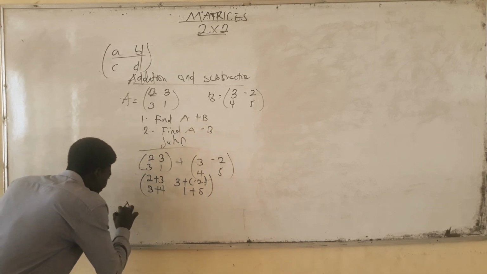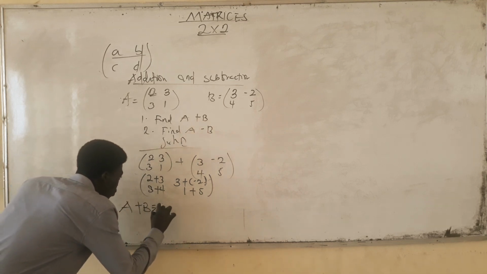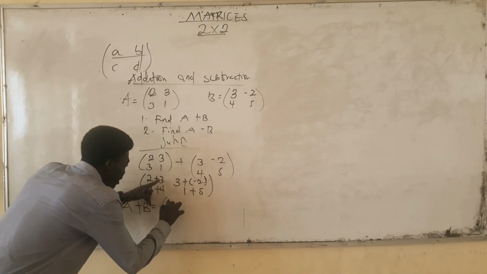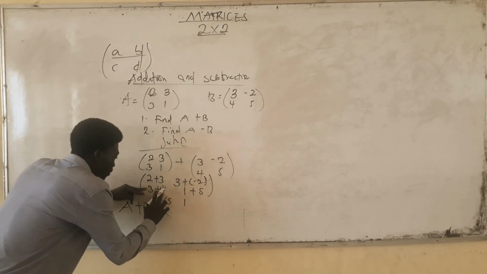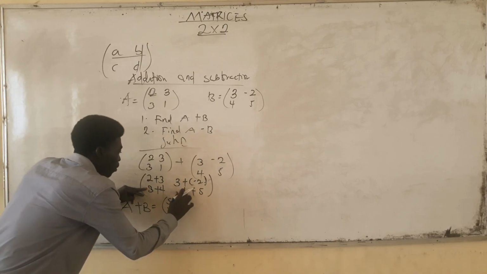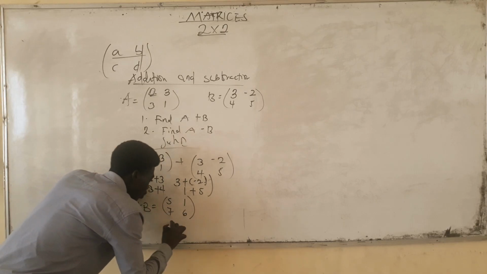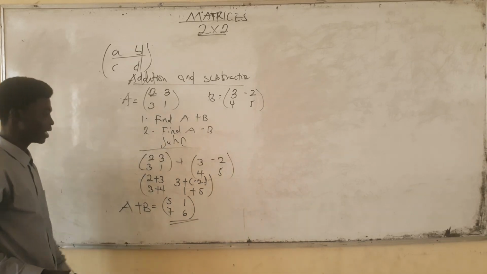And at the end we are getting our A plus B to equal: 2 plus 3, we are getting 5. 3 plus -2, we are getting 1. 3 plus 4, 7. And then 1 plus 5, 6. So this is the answer for A plus B.